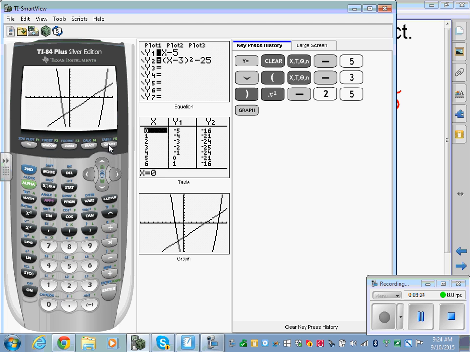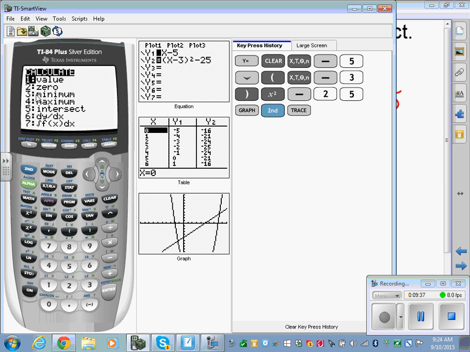So notice these are intersecting in 2 places. Now this is how you'll do it, guys. We want to know where they intersect. So you hit the second key, second, and then trace. Right here's the trace button. Second trace. Now notice it says value, zero, minimum, maximum, intersect. So you're going to scroll down to intersection. Is everybody following me? Okay.